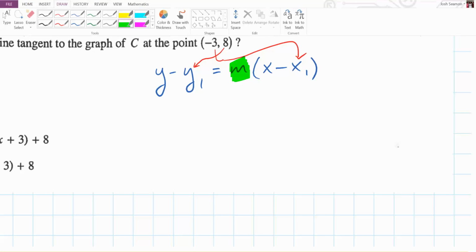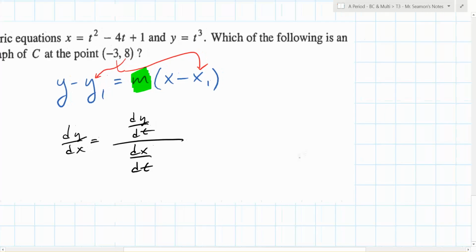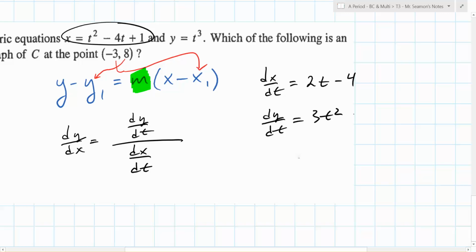Exactly. So what we need to remember is this fact. dy dx is equal to what in terms of parametric land? Anybody remember? Yeah, dy dt over dx dt, right? So based on the information above, what is dx dt? 2t minus 4, and then what's dy dt? 3t squared, thank you.